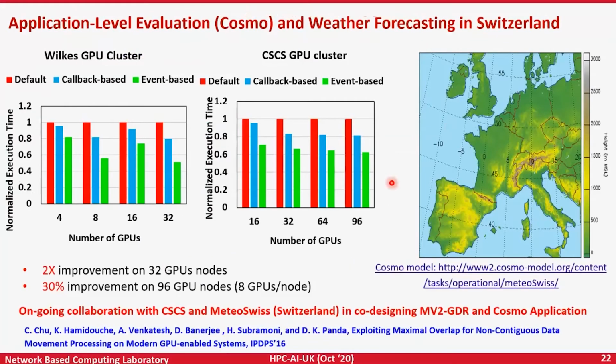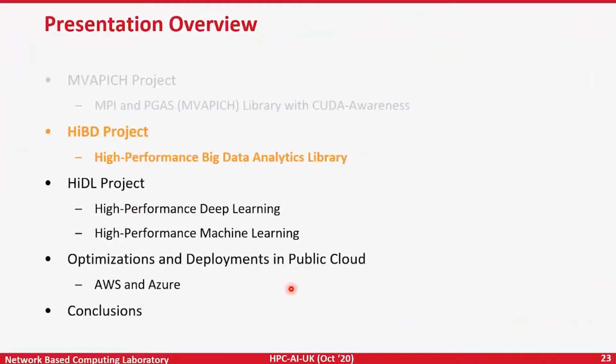And this is a collaboration we have been doing with Switzerland for the last several years. If you have been in Switzerland, the actual weather forecasting is coming from our MVAPICH2-GDR library, in collaboration with CSCS and MeteoSwiss, leading to very nice weather prediction. So that is just some highlights of the MPI project. Due to lack of time, I'm just giving some of the highlights.